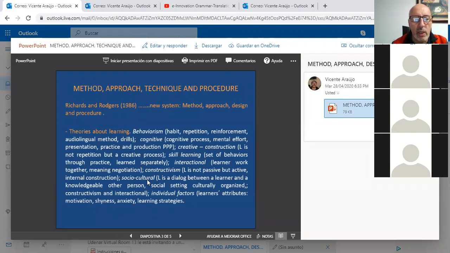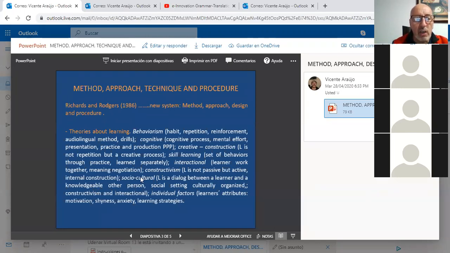Another theory is sociocultural. For them, language is a dialogue between a learner and a knowledgeable other person. What is a knowledgeable other person? It is a person who knows more. Listen again. A knowledgeable person is a person who knows more of something than another person.